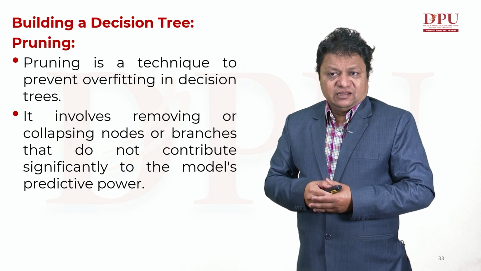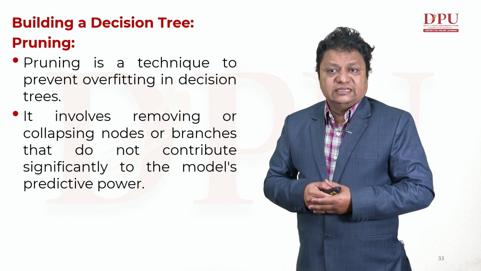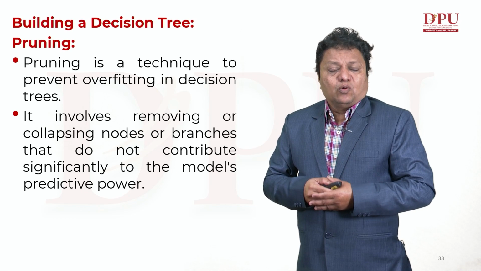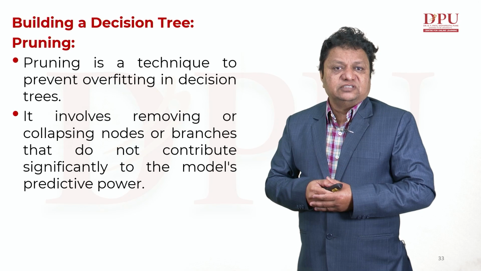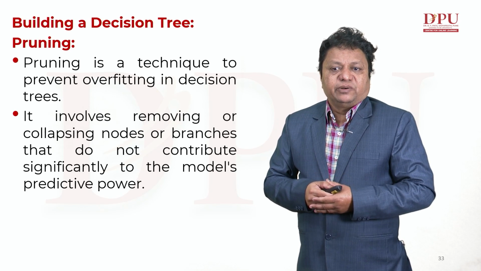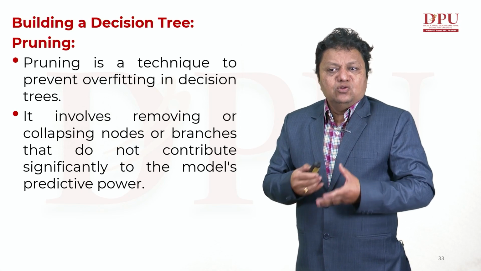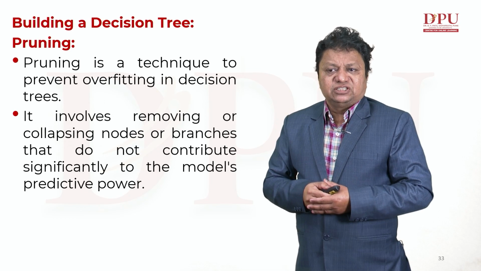Now, how does the pruning process occur in decision trees? Pruning is a technique to prevent overfitting in decision trees, which involves removing or collapsing the nodes or branches that do not contribute significantly to the model's predictive power. So, here we are removing the nodes or branches that do not contribute much to the model's predictive power.